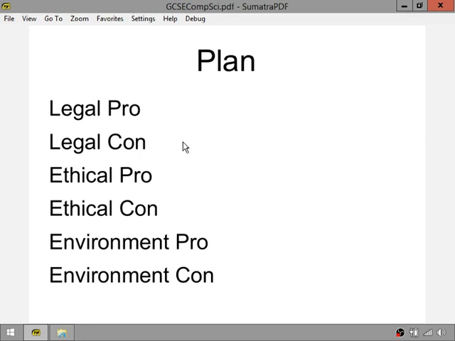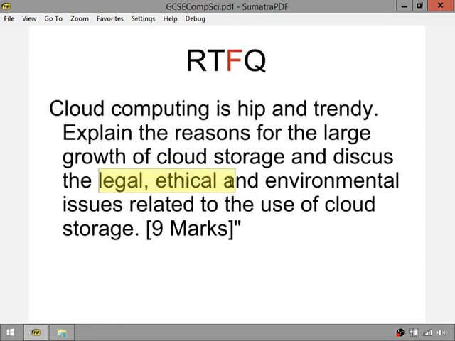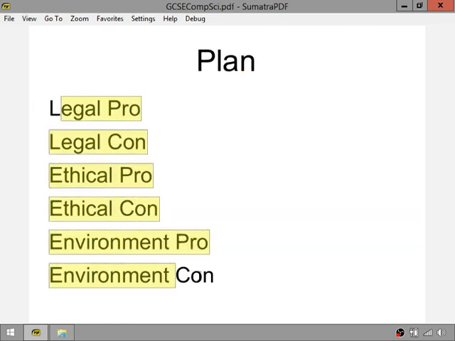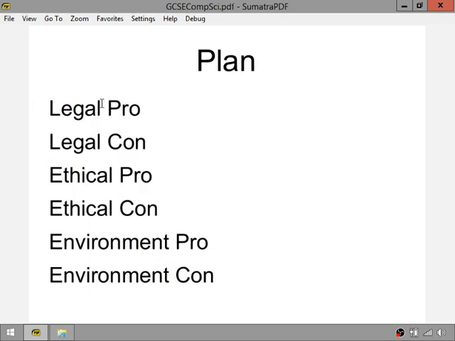So you're going to have to be brave in the exam. Put your hand up and ask an invigilator to give you a bit of scrap paper to write some bullet points on. And the way I like to do it is break down the question. So we need legal, ethical, environmental, and just write those down as bullet points. And I've done this into sub-bullet points. So I've got legal pro and con, ethical pro and con, and environmental pro and con.